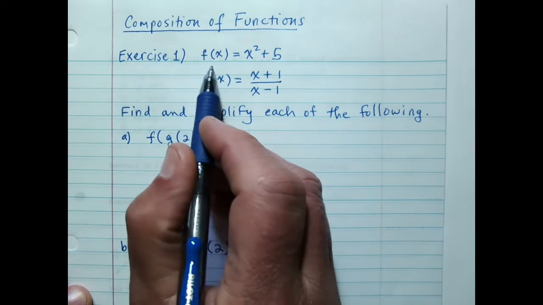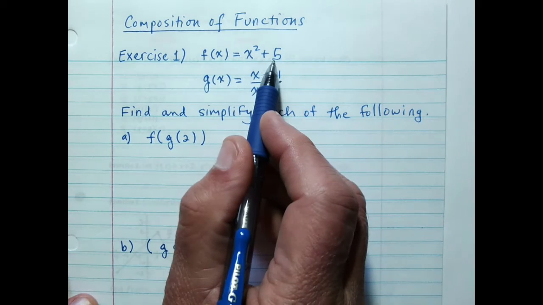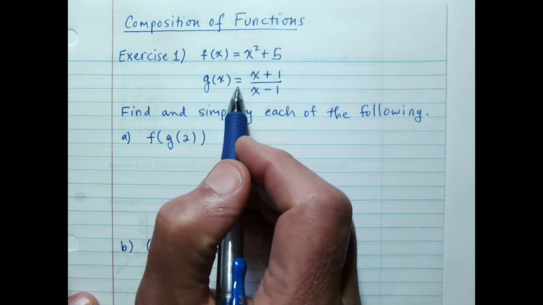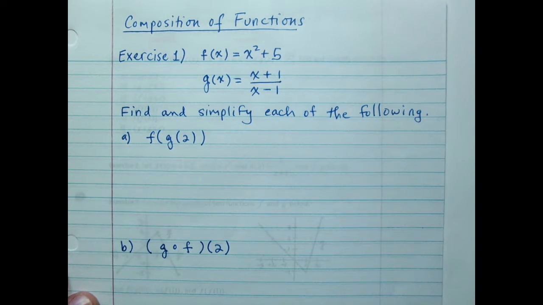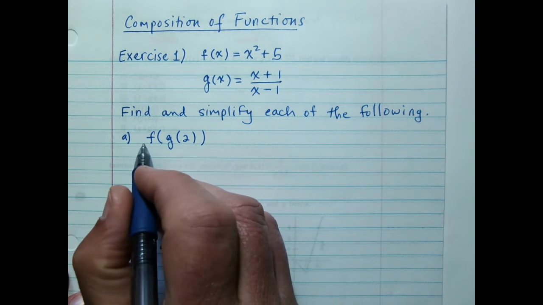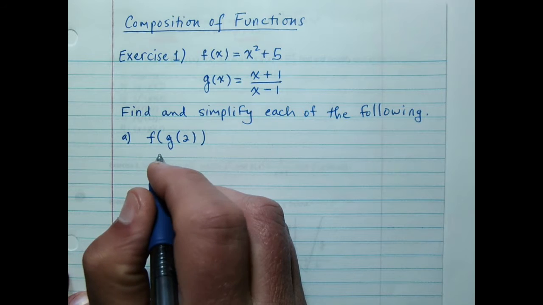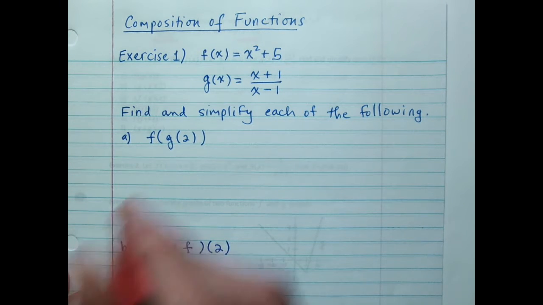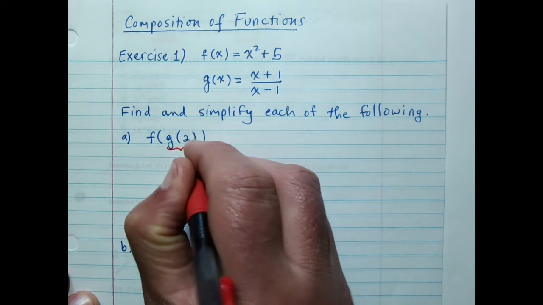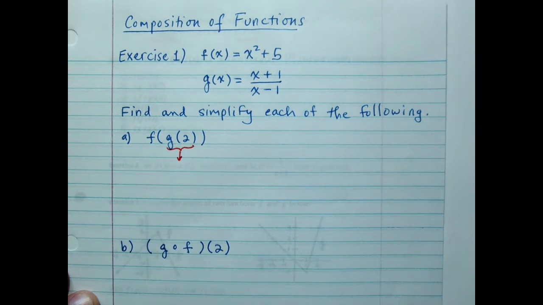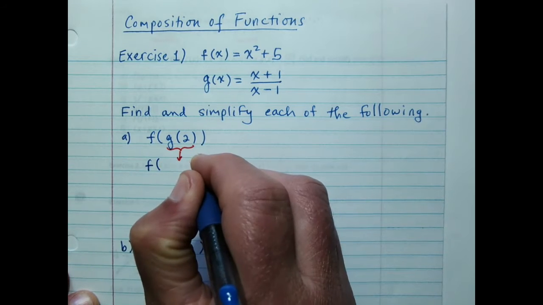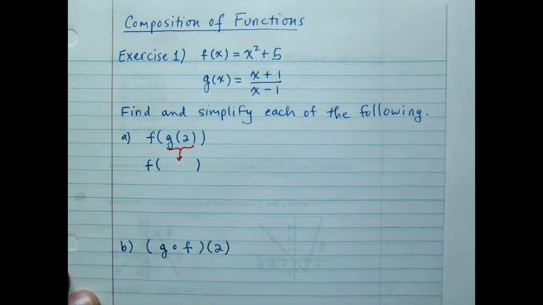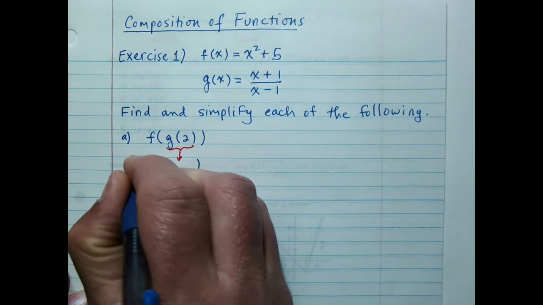So we're given the function f of x equals x squared plus 5, g of x equals x plus 1 over x minus 1, and we want to find and simplify each of the following. First, f of g of 2. So think inside to outside. First, I want to find this quantity on the inside, g of 2, and I'm going to plug that into the function f.